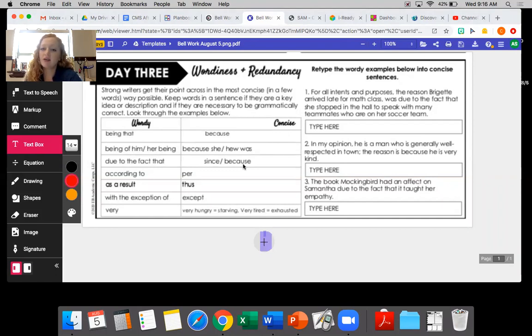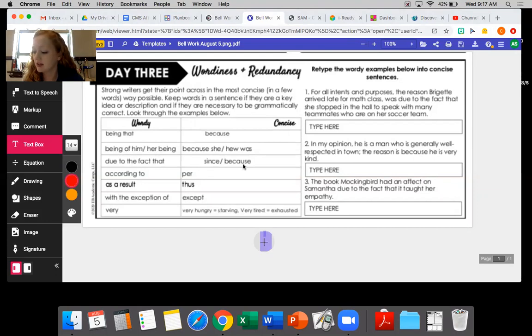All right, so we're going to retype the wordy examples below into concise sentences. So I'm going to read them and then I'm going to help you shorten them. "For all intents and purposes, the reason Bridget arrived late for math class was due to the fact that she stopped in the hall to speak with many classmates who are on her soccer team." So the first thing that we can take out of this is "for all intents and purposes."